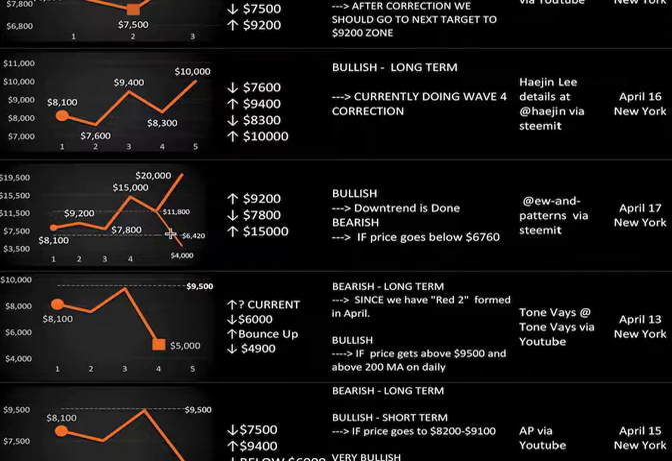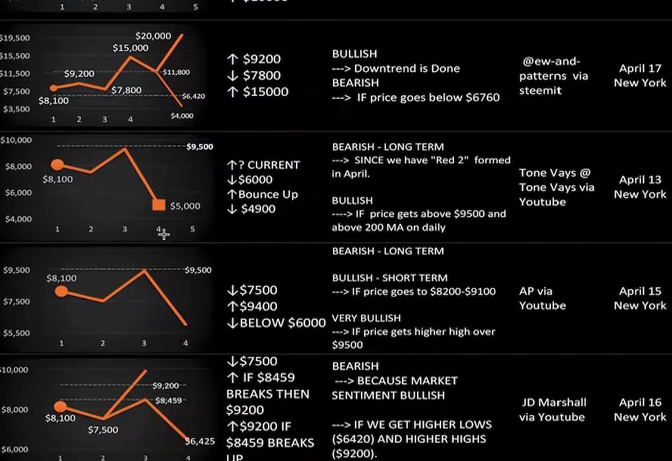The longer term route is, well, he sees us going up first to that $14,000-$15,000 range, and from there we could head two directions like you see here. Now let's get to the bearish analysts.